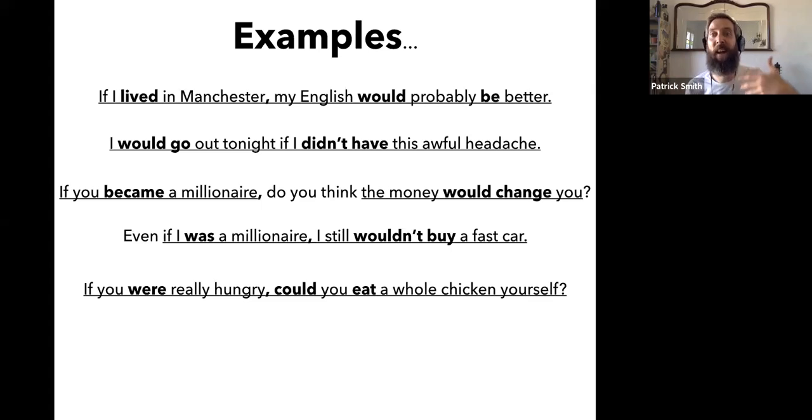So if you're forming a second conditional, you're going to use would every time, except the cases in which you want to express this idea of maybe possibility or ability, in which case you can use could. So it's a hypothetical question. Yeah? What do you think? If you were really hungry, could you eat? You know, the other option would be to say, would you be able to eat? Absolutely fine, the same idea. Could you eat, or would you be able to eat a whole chicken yourself?